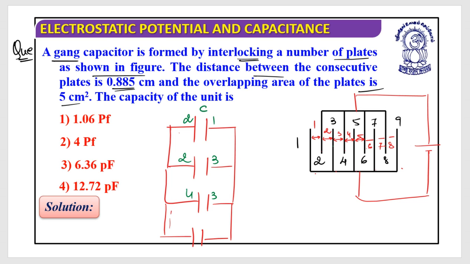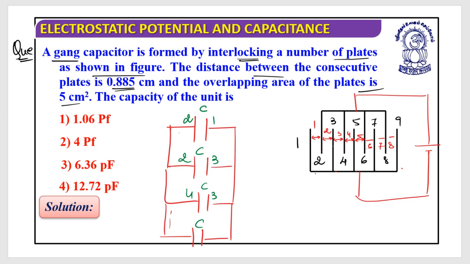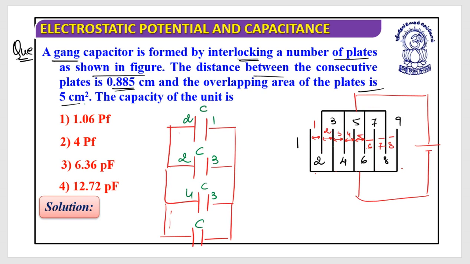So if I write down the capacity C, a total of 8 capacitors would be formed. So C equivalent should be equal to 8 multiplied by epsilon naught multiplied by area divided by d. The area of cross section is 5 centimeter square, divided by 0.885.